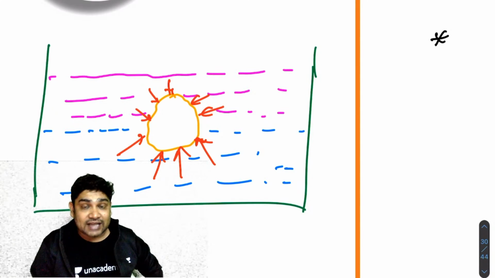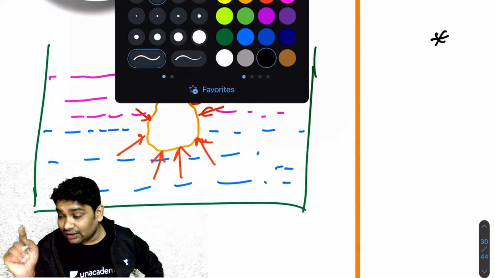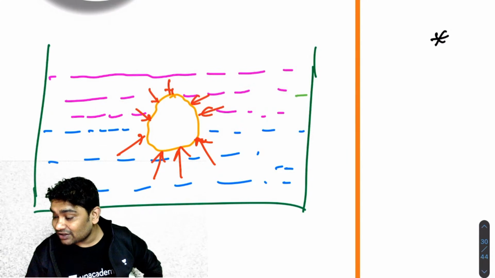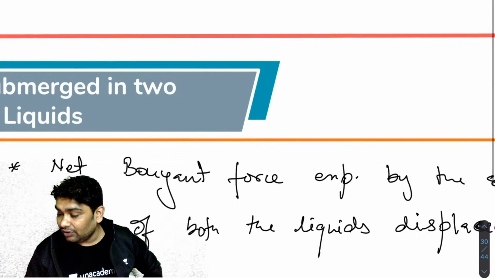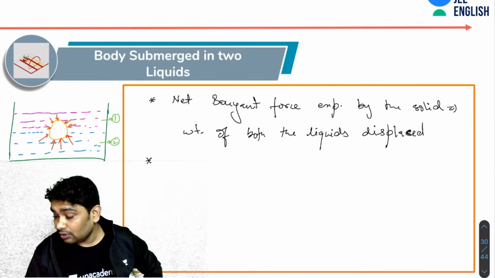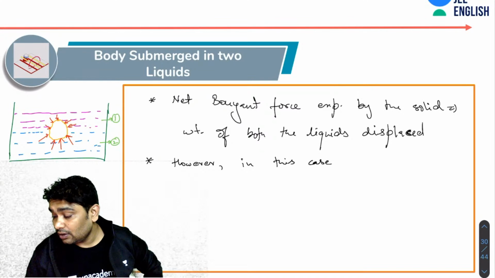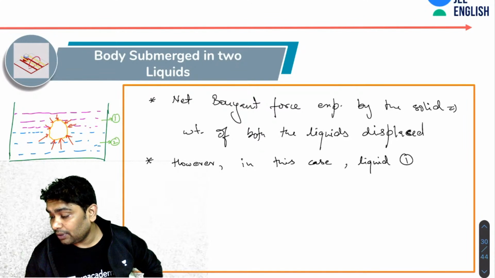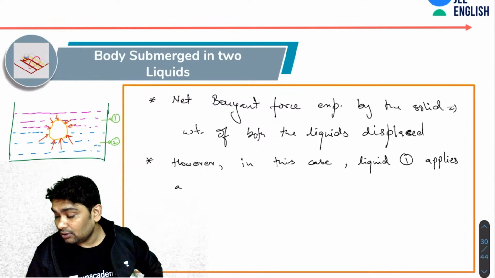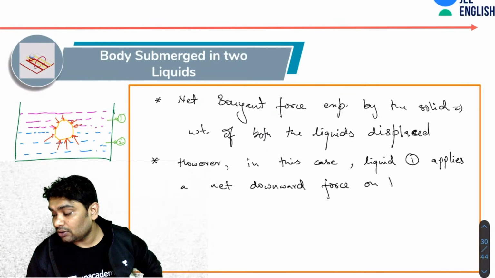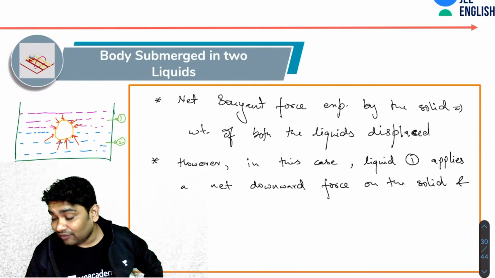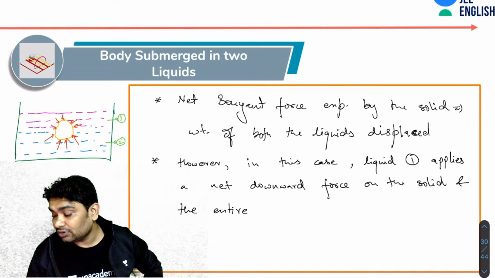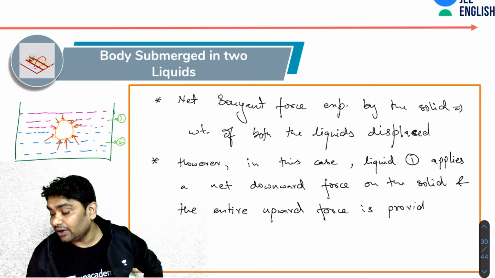So all the upward force is actually being provided by liquid two only. Liquid one is actually providing a downward force in this particular case. So if this is liquid number one, this is liquid number two, you can conclude that, in this case, liquid one applies a net downward force to the solid, and the entire upward force is provided by the lower liquid, or liquid two.